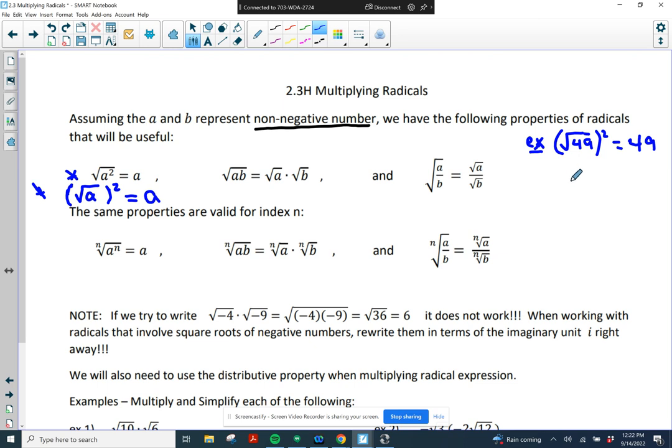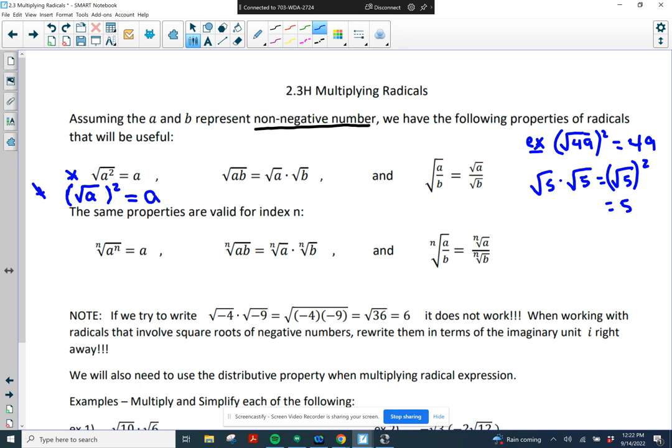Same thing works if it's not a super friendly number. 49 is a perfect square, so we could see it very easily, but we need to remember that when I do the square root of 5 times the square root of 5, that's going to be the square root of 5 squared, which is also 5. Okay? Squares and square roots, they undo each other.